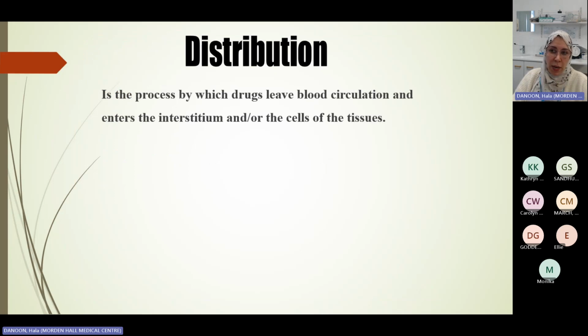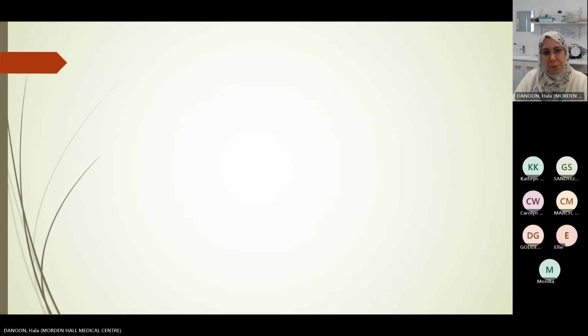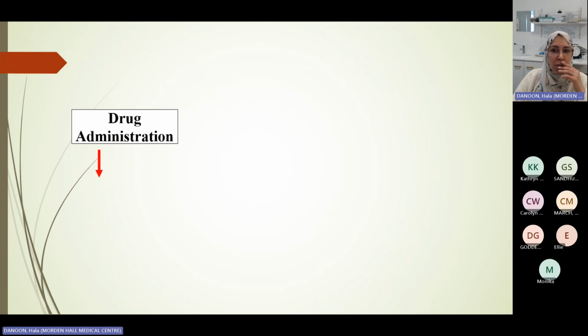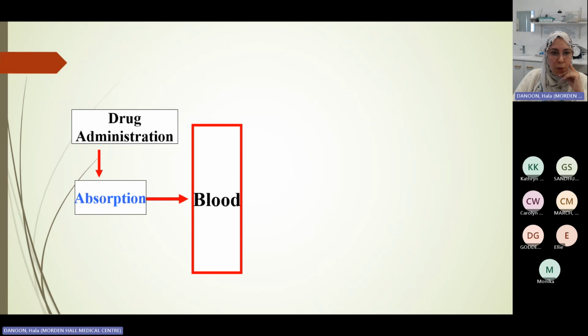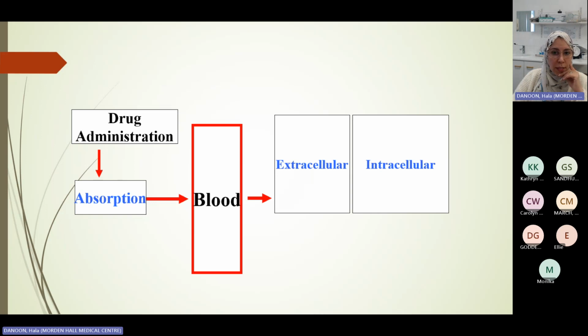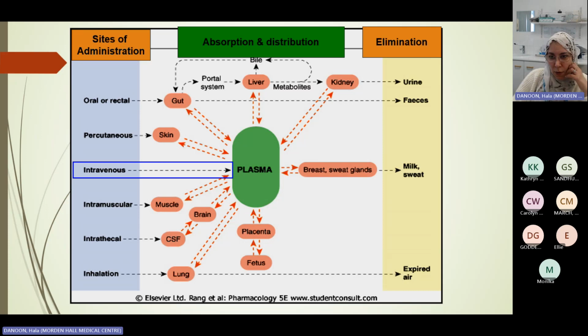Distribution. So now that we have administered the medication, we need to see how it goes into the body. You have a drug administration, it goes into absorption, and then that will go into the blood. After that, it will go to extracellular, outside the cells, and then intracellular. So there's that distribution from the drug being administered into the blood, and then where it goes in the body. Are we trying to send it inside the cells, outside the cells? And then that will involve some calculations for pharmacists.